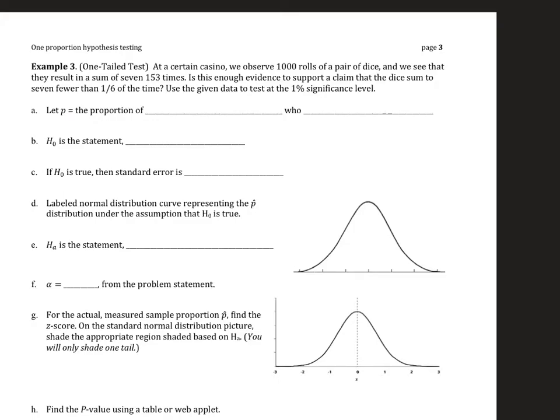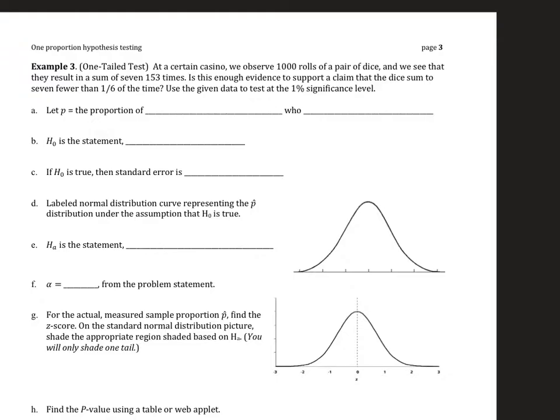Here's an example of a one-tailed hypothesis test. We did one of these in class, but this is going back to that original packet that I gave you all, so we can work through the steps on a video where you can reference it. So in this one, we're trying to see if we think that a casino is cheating.